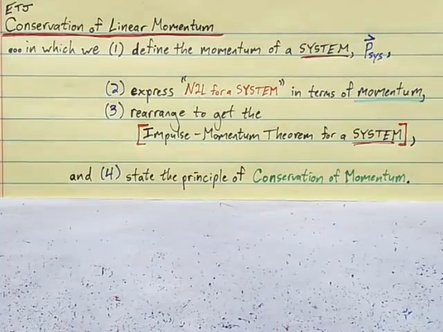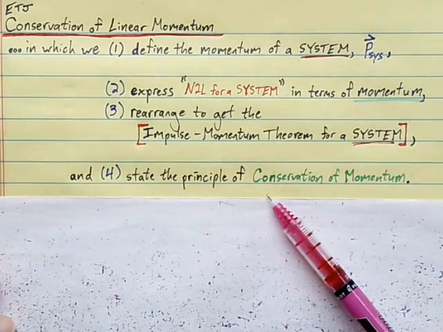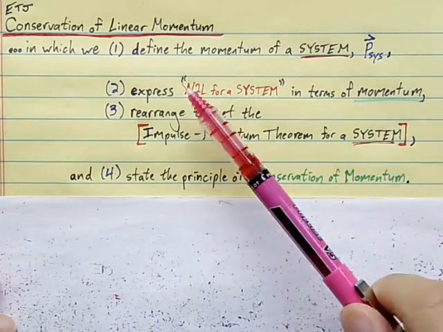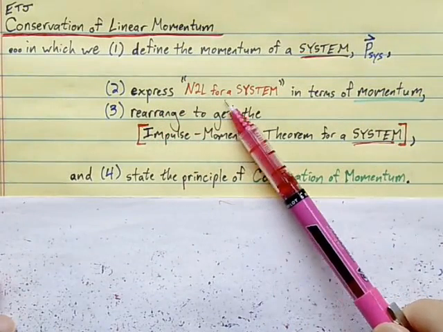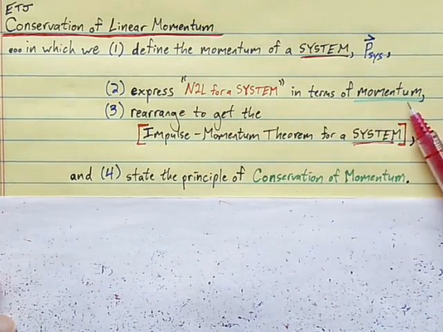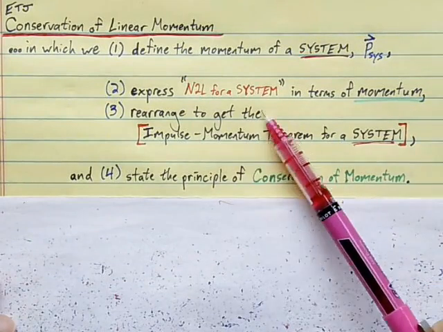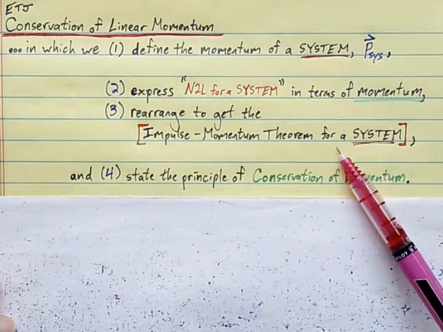We will build up to the statement of the principle of conservation of momentum by first defining the momentum of a system of objects, expressing Newton's second law for a system in terms of momentum, and then rearranging that to get the impulse momentum theorem for a system.